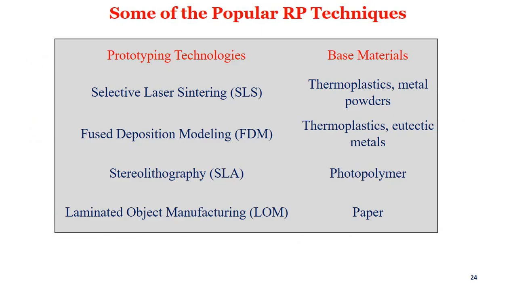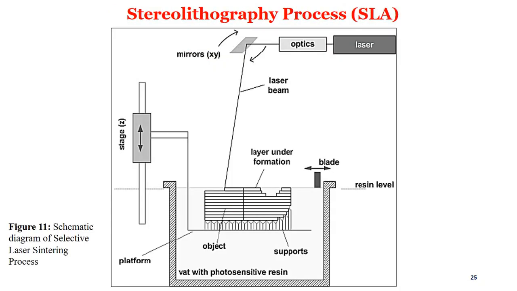Some of the popular RP techniques are SLS, selective laser sintering; FDM, fused deposition modeling; SLA, stereolithography; and LOM, laminated object manufacturing. First is the stereolithography process. In that process, we apply laser light to cure the liquid polymer. By the light source, it is polymerized and forms the solid structure.